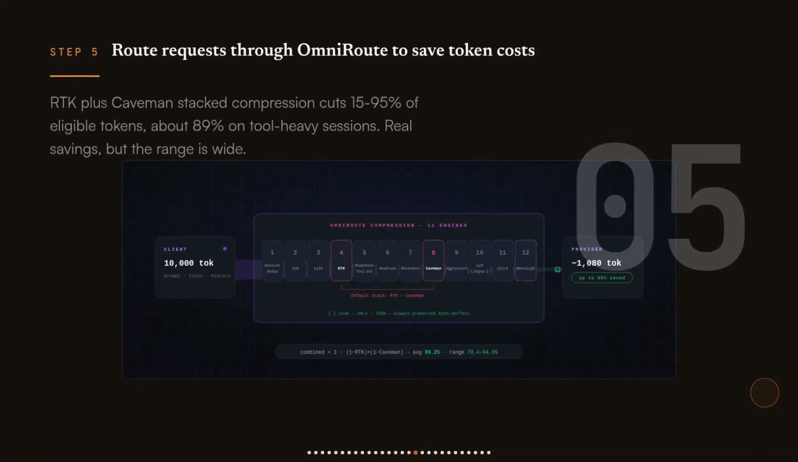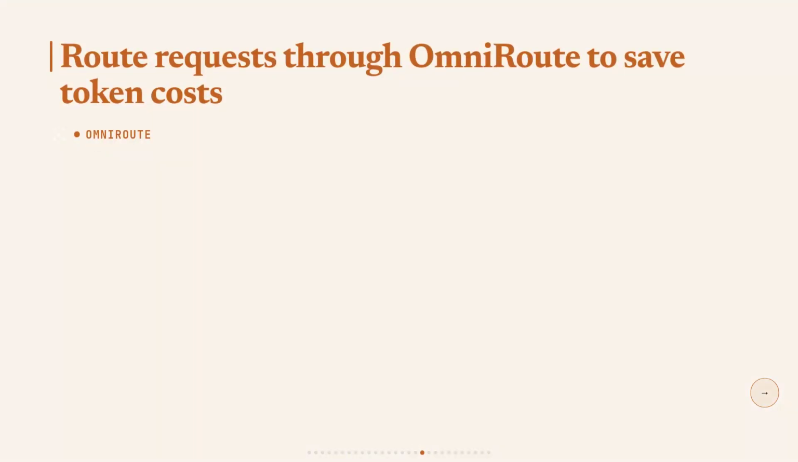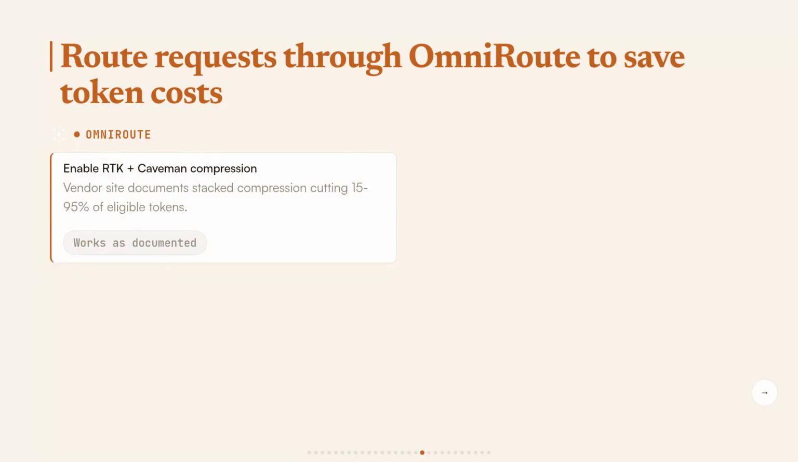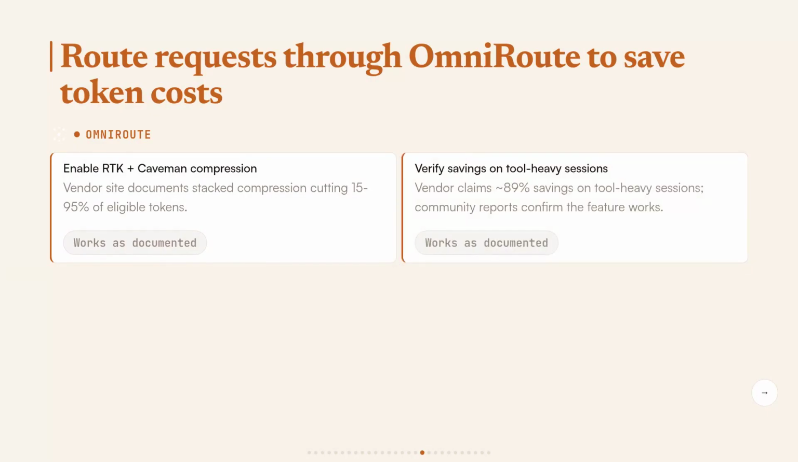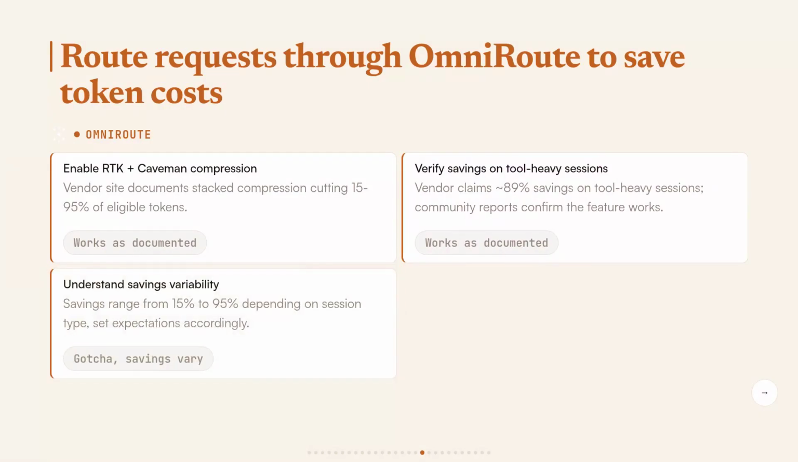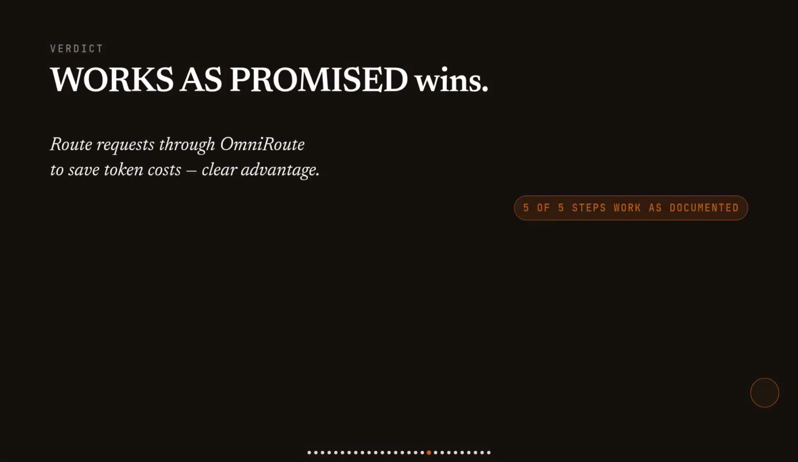Here's the number that sells this whole setup. OmniRoute's RTK plus Caveman compression stack is vendor claimed to cut 15 to 95% of eligible tokens. That range is wide on purpose. On tool-heavy sessions, the vendor claims roughly 89% in savings. On light sessions, that number drops to around 15%. Community reports back up that the compression feature works, but the headline, up to 95%, is doing a lot of marketing lifting. Plan around the 89% figure for real coding work, not the ceiling.